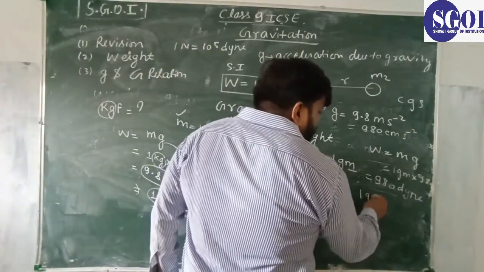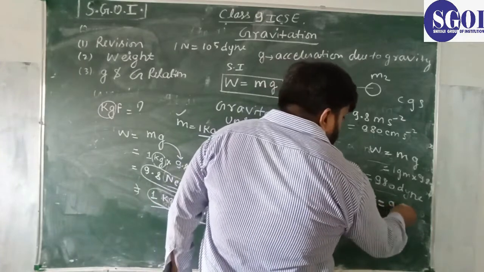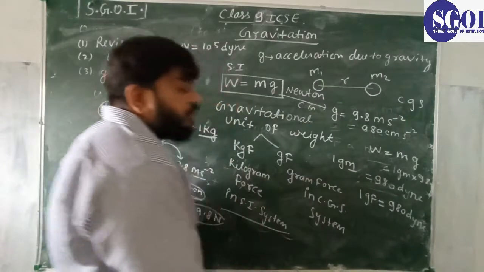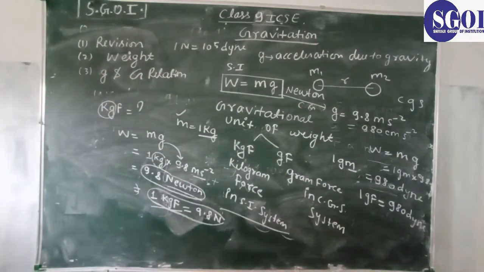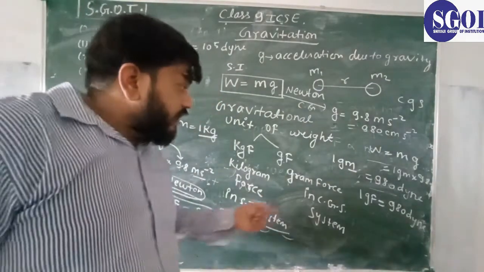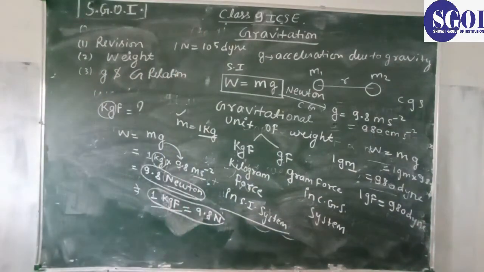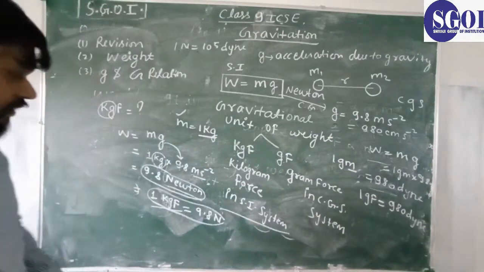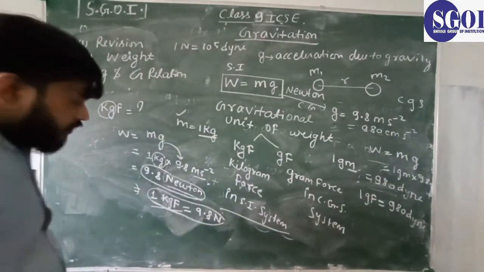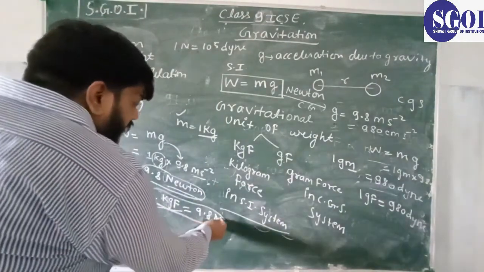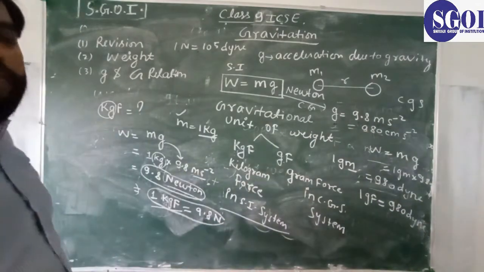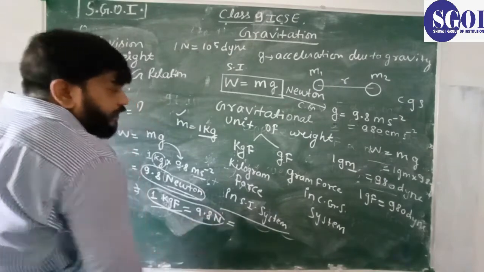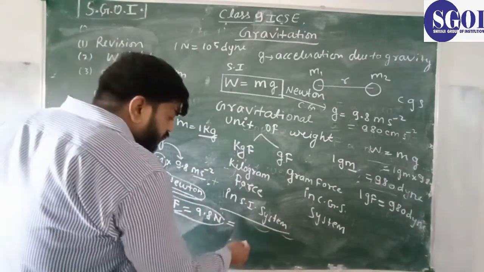So 1 gf, gram force, is equal to 980 dyne. Now, what is the relation between kgf and gf? Just solve it. So, for that, we have to convert this Newton into dyne. So, 1 Newton equals 10 to the power 5 dyne. So, multiply by 10 to the power 5.